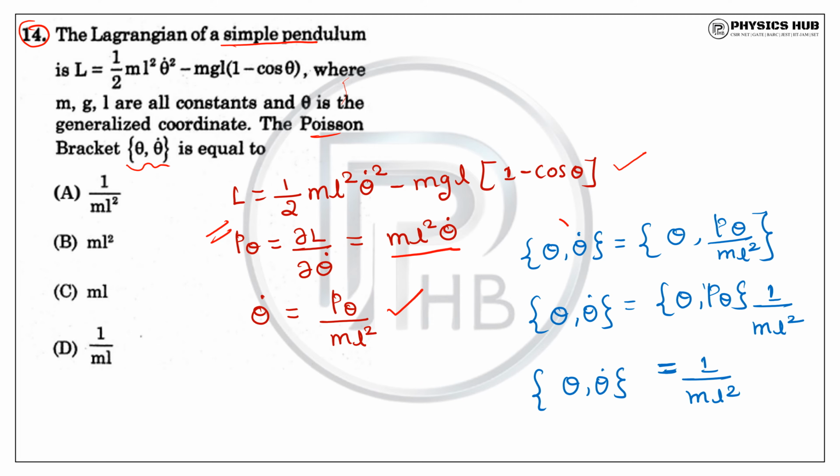So the Poisson's bracket of theta comma theta dot is equal to theta comma, and in place of theta dot we put p theta by ml square. For x comma px, if the functions are the same, the Poisson's bracket is equal to 1. Similarly, theta and p theta are the same functions, so their Poisson bracket is 1. So what remains is 1 divided by ml square. So the Poisson bracket of theta comma theta dot is equal to 1 divided by ml square. So option A is the correct answer.